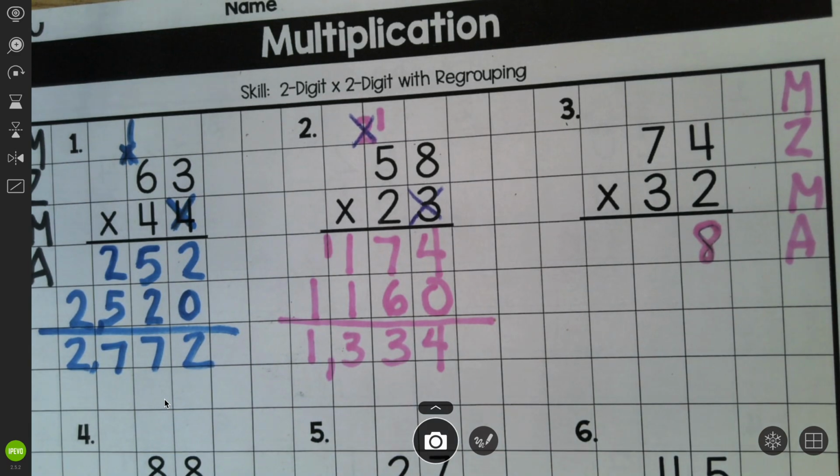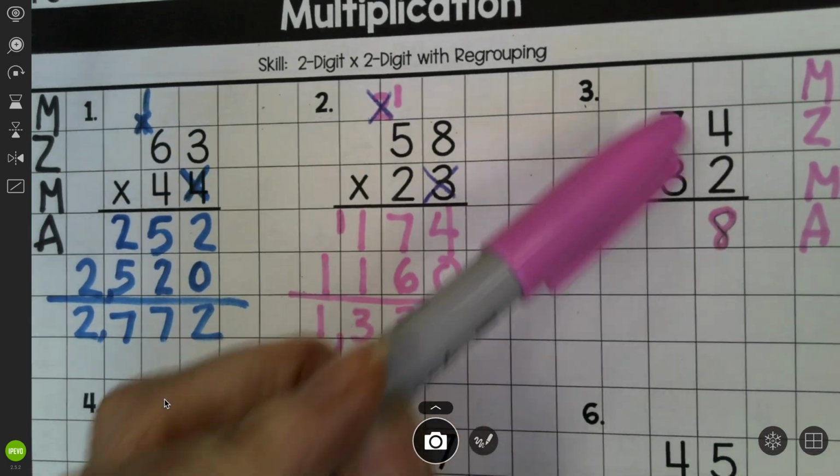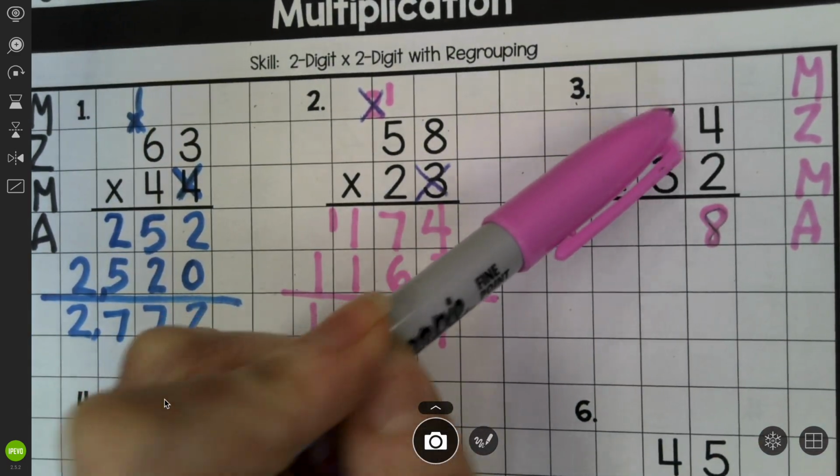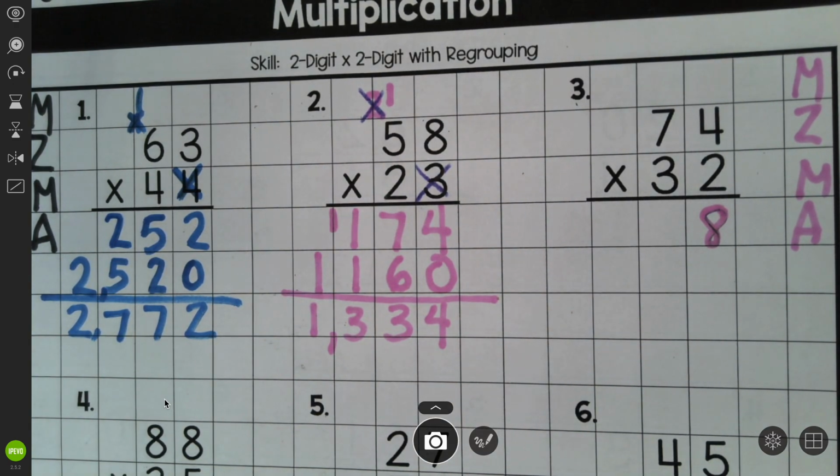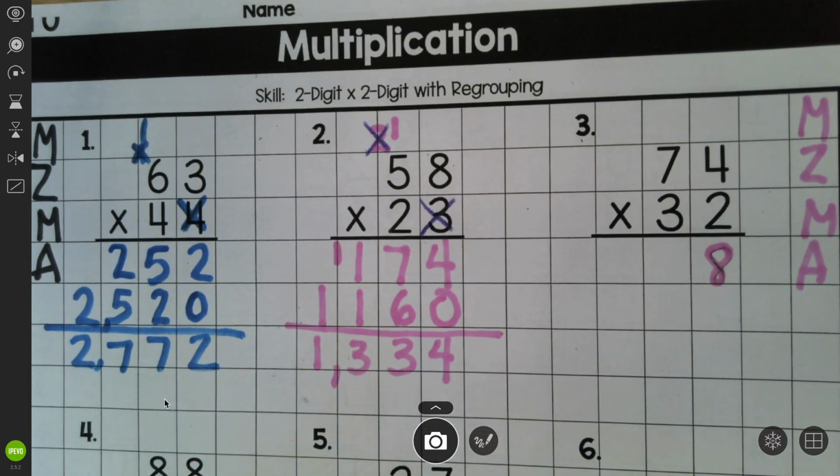But if you are comfortable enough and you're like, I don't want to count by 2 7 times, and you want to just go 7, 14, that's okay. Do what works for you, okay?